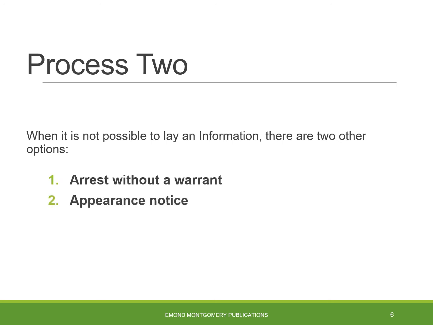A summons is issued by a judge or justice of the peace. An appearance notice is issued by the police officer. Again, go take a look at your traffic ticket if you got one. So let's take a look at the arrest without a warrant process.